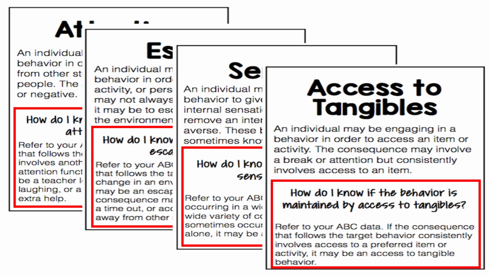And then the other one I wanted to address is access to tangibles. If you see that after the target behavior, the kid gets to go and do a preferred activity, or gets computer time, or gets an iPad or a food item or something like that, then that would be an instance of the tangible function. And the antecedent to that is that maybe they're playing with the tangible item and the teacher takes it away. Well, now it's removed, they engage in the problem behavior, and they get it back again.